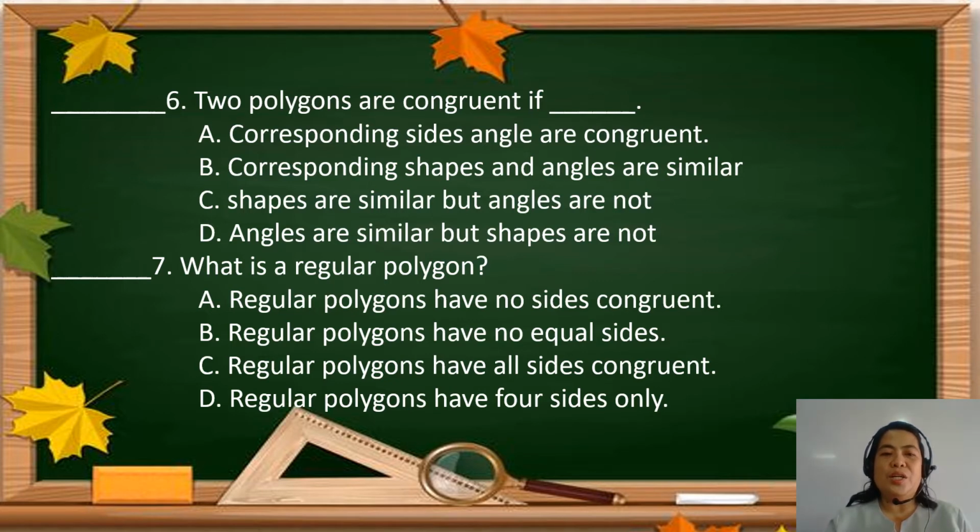Let's go now, number 7. What is a regular polygon? A, regular polygons have no sides congruent. B, regular polygons have no equal sides. C, regular polygons have all sides congruent. D, regular polygons have 4 sides only. Okay, if your answer is letter C, you got the correct answer. Regular polygons have all sides congruent.